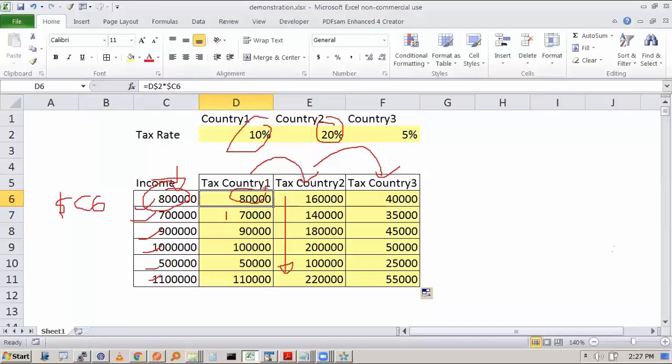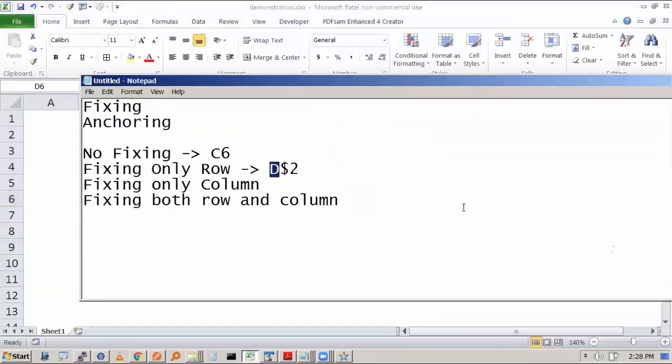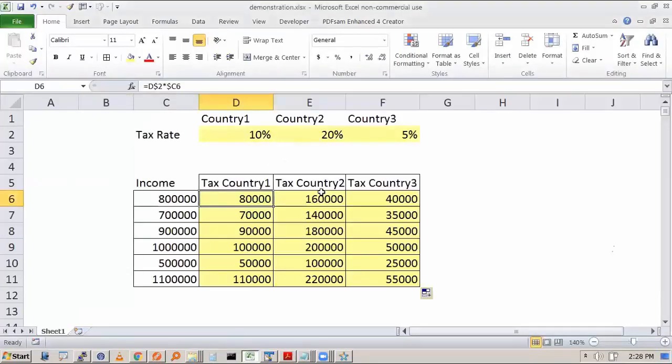So here we were using a formula D2. So we should fix the row. Column we should not fix because we want to move to the other columns. Right? So this is your column fixing, row fixing, and this is your column fixing. Okay? So we have only fixed column. So you have say $C6. Okay? So this is the situation you have. Right? So no fixing, fixing only row, fixing only column. Right? Okay. Is it making sense?